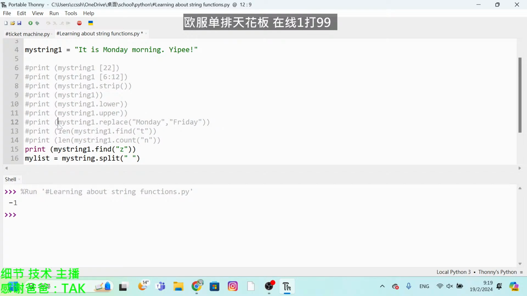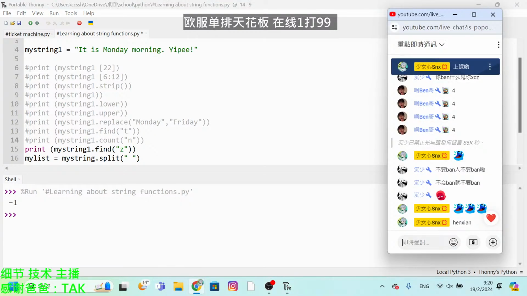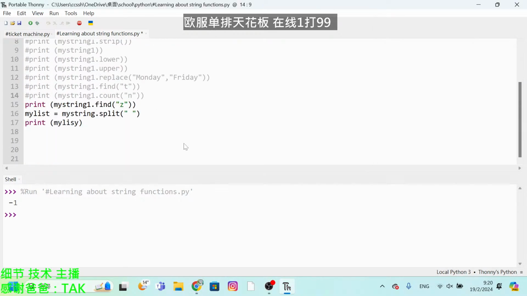And count and length. Okay? Count would count things, how many of those characters you have. Length would tell me the whole length of that string. And I think we have them all covered, right? I think we have them all covered. So they're not that hard.